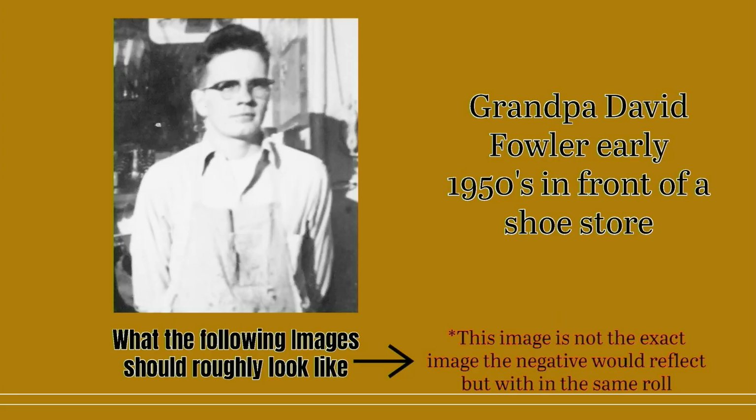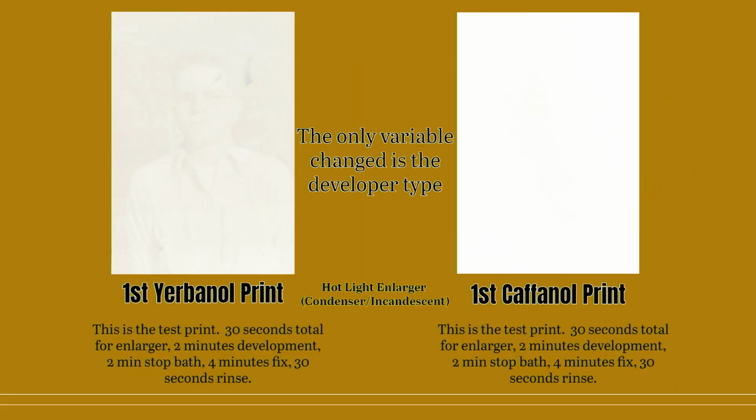Again, this is my grandpa. This is not the exact image because I was using a negative of my family negatives, and so this is what we're looking for in these prints. The one on the left is Yerbanol. You can barely see it. Yeah, you really can't see it. The one on the left is Caffeinol. I did 30 seconds on the enlarger, 2 minutes on development, 2 minutes in the stop bath, 4 minutes fix, and about 30 seconds for the rinse.